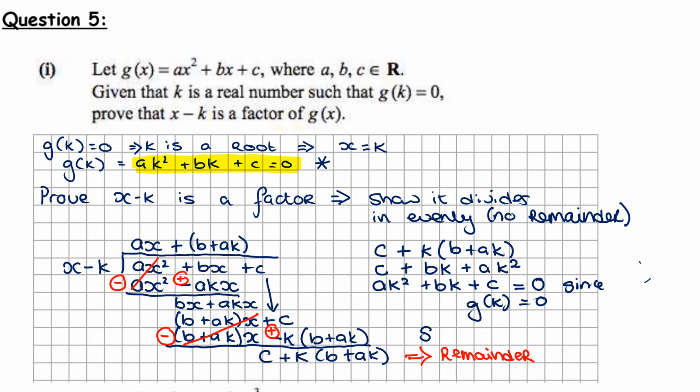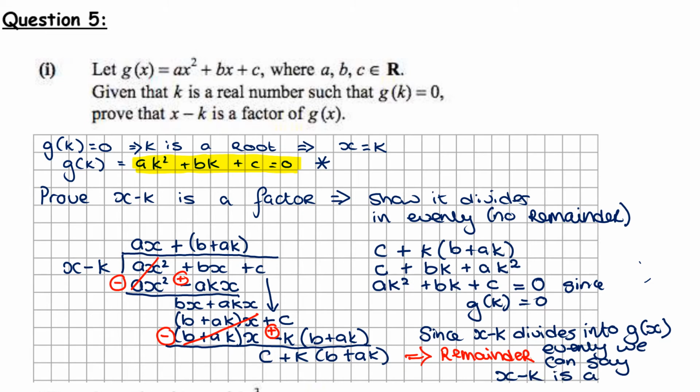since x minus k divides into g of x, just for shortening purposes, evenly, we can say x minus k is a factor.